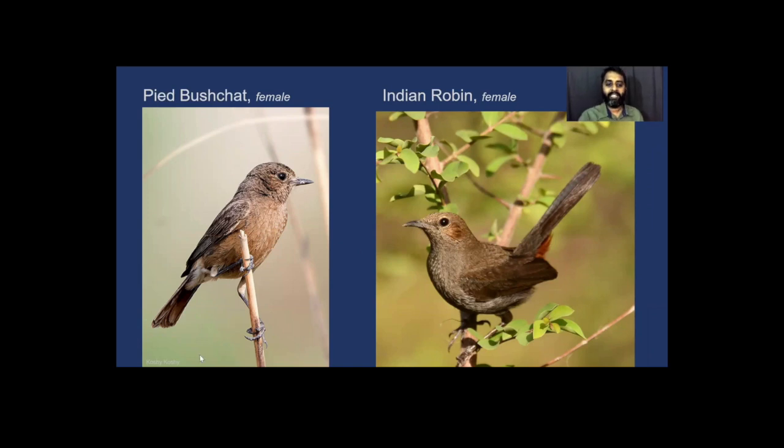However, look at the sitting position. We're talking about the bird behavior, how they sit. The bush chat keeps the tail straight to the body almost all the time. Whereas the robin keeps the tail up. It does keep the tail down, but as soon as it sits, it brings the tail up and goes down or keeps it up. So almost all robin families keep the tail up, whereas all bush chats keep the tail down.